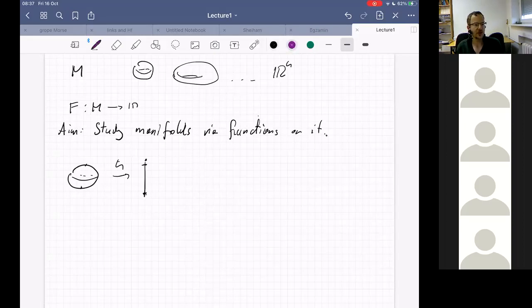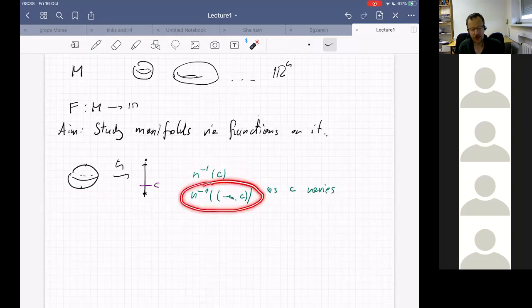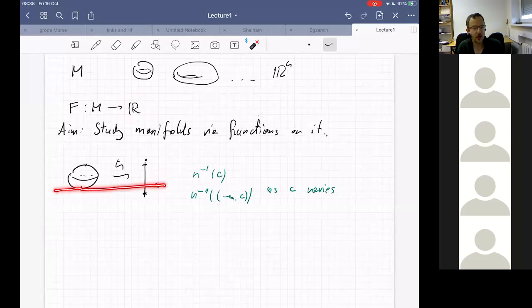Now, what is a Morse function about? We look at the level sets. We set a level c, and we look at h inverse of c and h inverse of (minus infinity, c) as c varies. If we start below the minimum, then this is empty and this is empty. Now we increase c, which goes to R, an ordered object, and lo and behold, we hit the critical point.